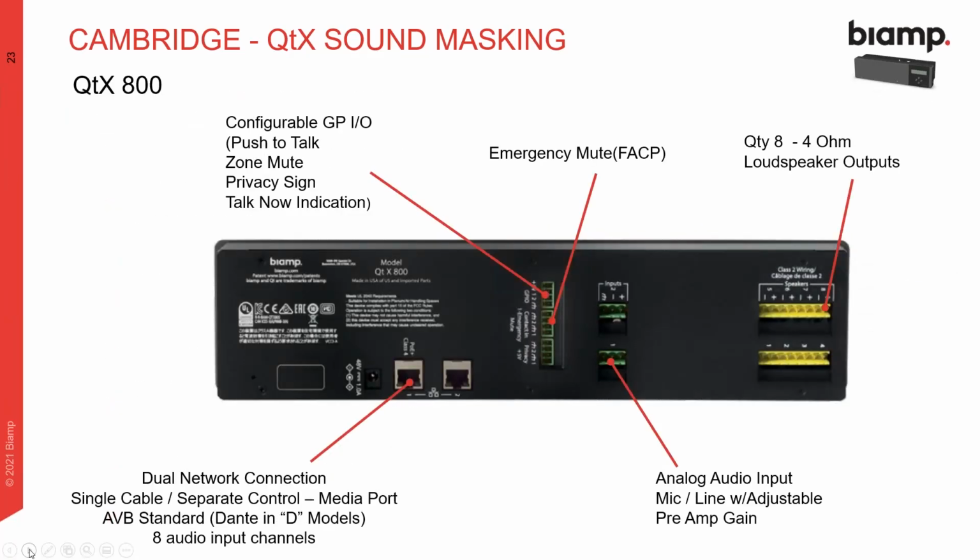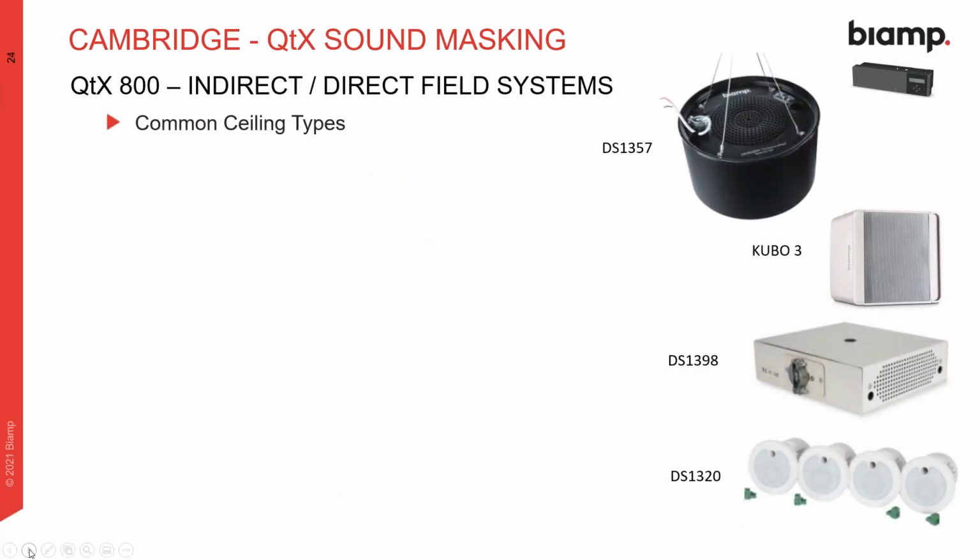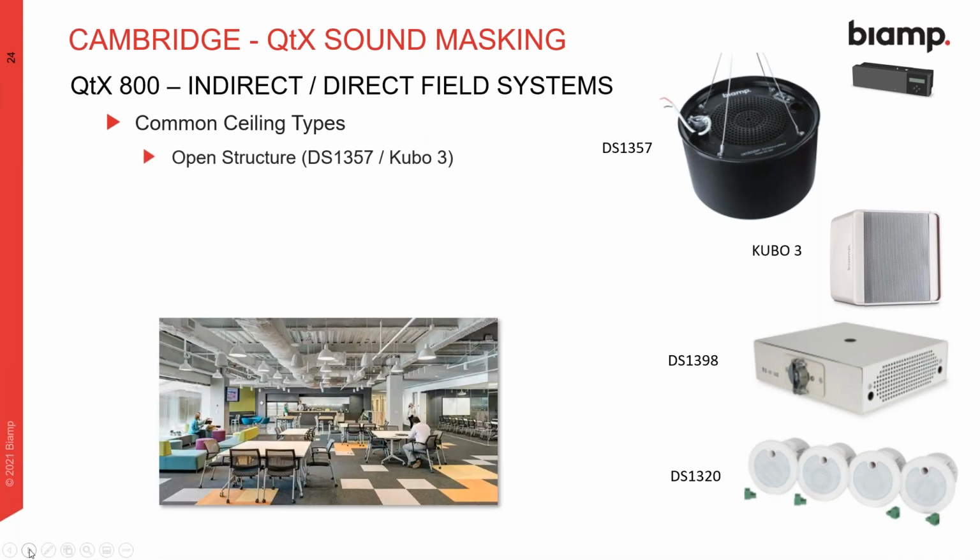And the back of the device looks like this. Everything on the left, again, is the same. On the right are the 8 4-ohm loudspeaker outputs on the back of this device. And this one allows us to do probably the most in an all-in-one box. Again, the most expensive way to do sound masking, but the most granular.